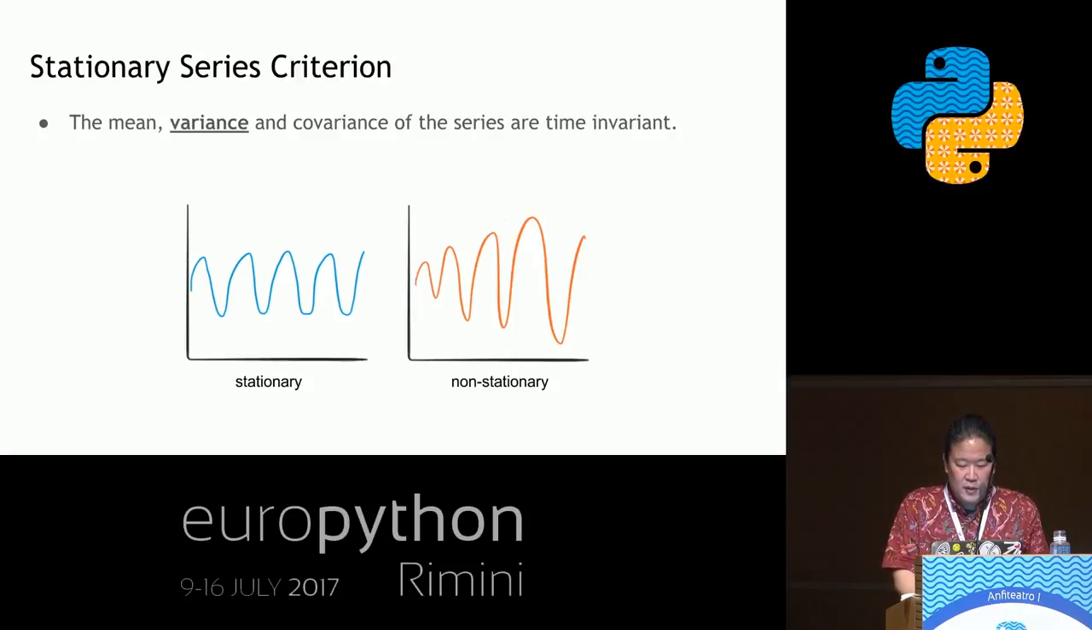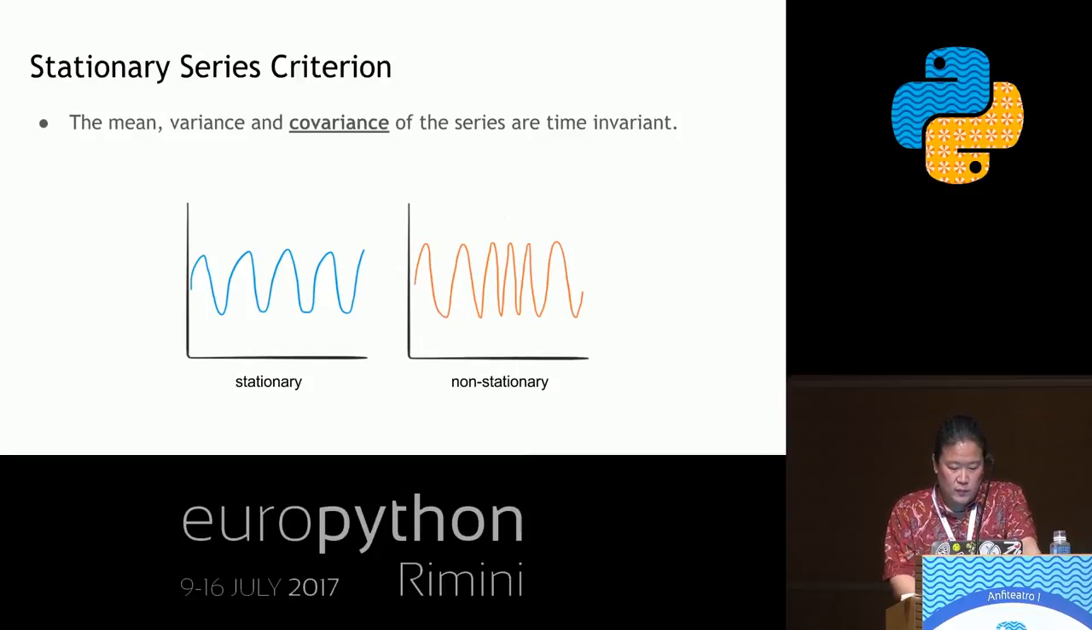Next, the variance of the series should not be a function of time. As you can see in the chart, the blue graph is the stationary series, and you can notice the varying spread of the distribution in the right-hand graph, which is not stationary. And lastly, the covariance in the time series should not be a function of time. In the following graph, you will notice that the spread becomes closer as time increases. Hence, the covariance is not constant with time for the red series.